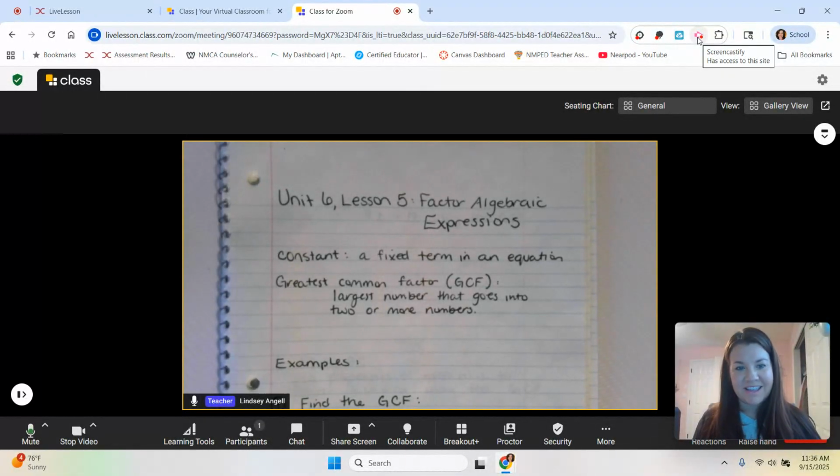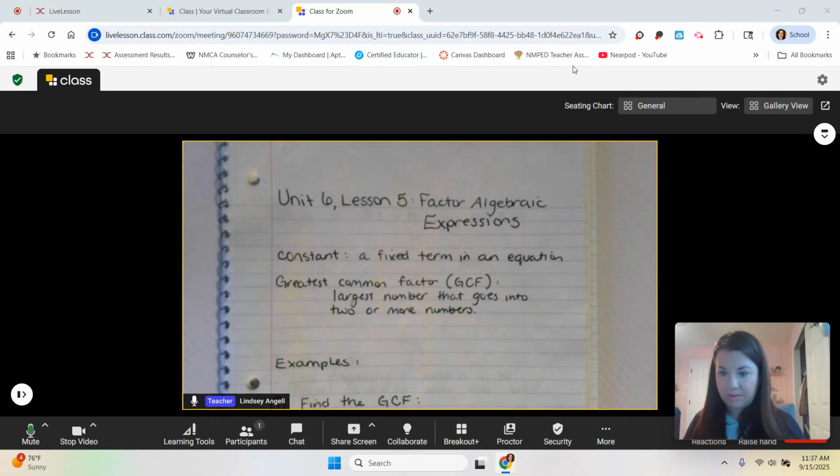Hi guys, here is Unit 6, Lesson 5, Factor Algebraic Expressions. Okay, so in the last lesson we did the opposite. We used the distributive property to expand the expressions when there was a parenthesis. Now we're going to do the opposite of that. I talked a little bit about it in my last video, but now this is our main focus.